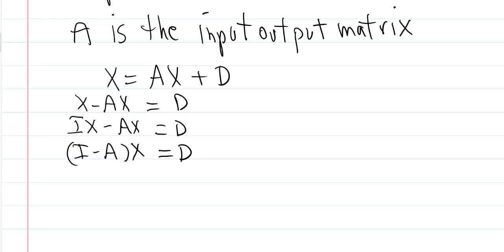In the linear equation, we divided both sides by that coefficient. Now, because they're matrices, we're going to multiply by the inverse. So I get X by itself if I multiply both sides, right and left, by the inverse of that matrix, and then multiply by D. So there is the solution to the input-output analysis problem for any number of sectors.